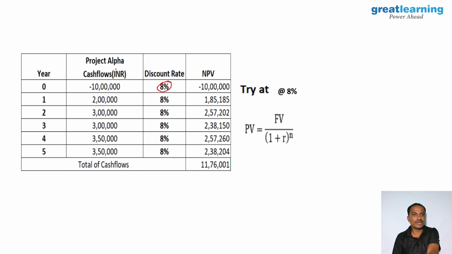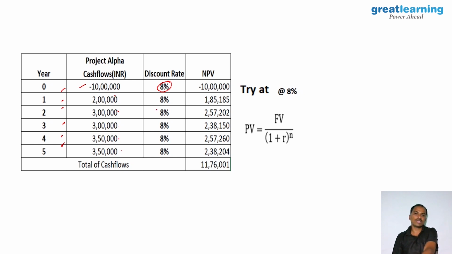Okay, so what we do, we apply the same principle. Initial investment 10 lakhs. Year 1 onwards there is a cash flow, right? 2 lakhs, 3 lakhs, 3 lakhs, 3.5 lakhs, 3.5 lakhs. So every year we apply 8% discount rate.